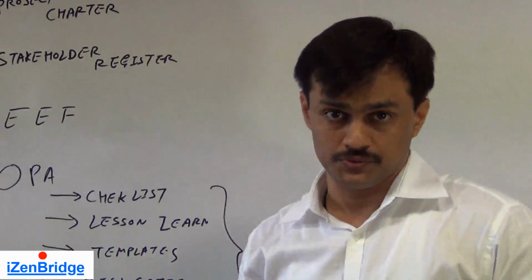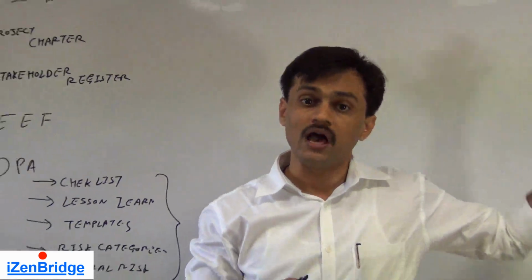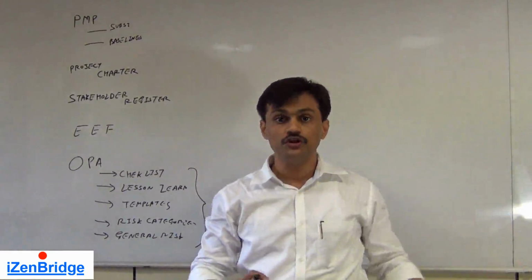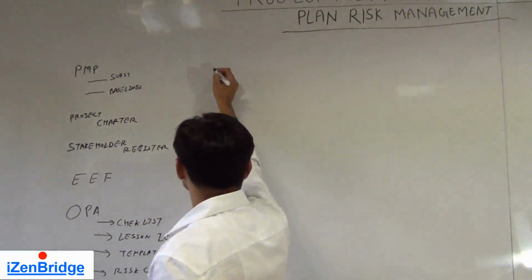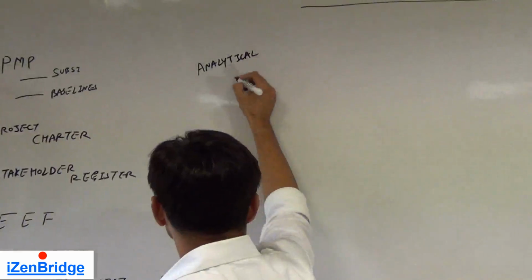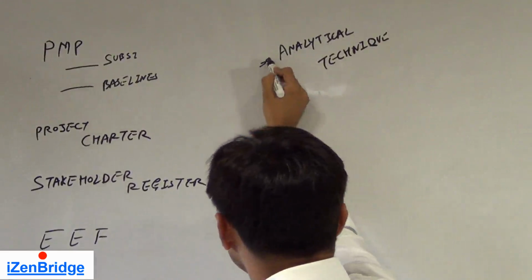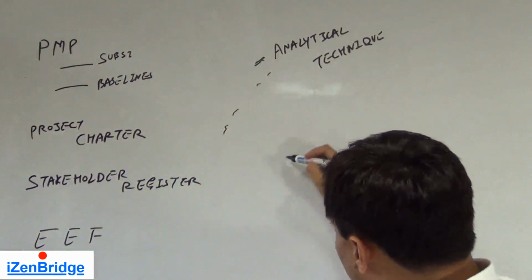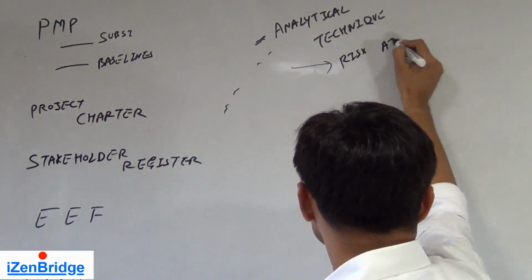Now what do we have to do? We need to identify what factors we should take care of while we execute project risk management. In order to identify that, we need to apply analytical techniques. So the first tool and technique is analytical technique. In this analytical technique, primarily we are focusing on identifying risk attitude.